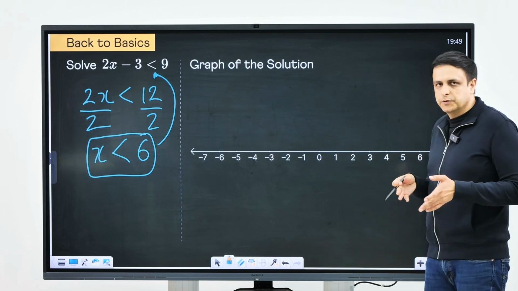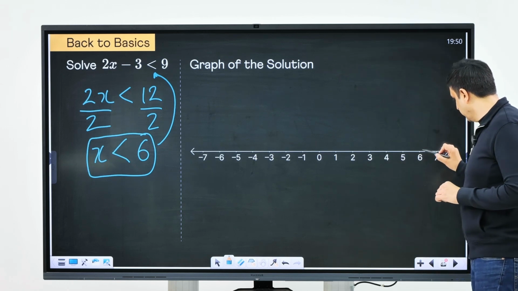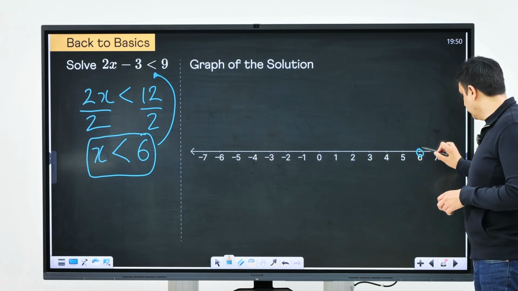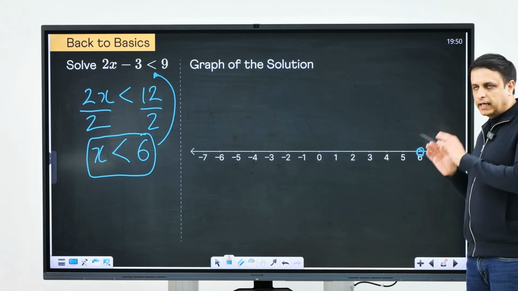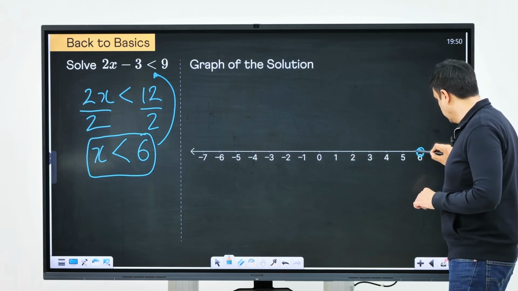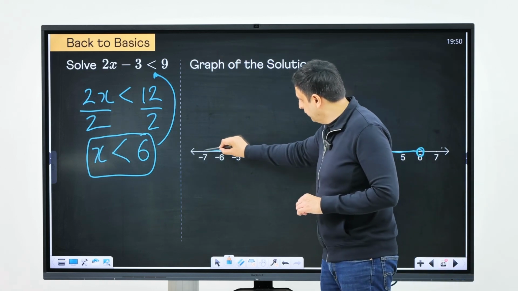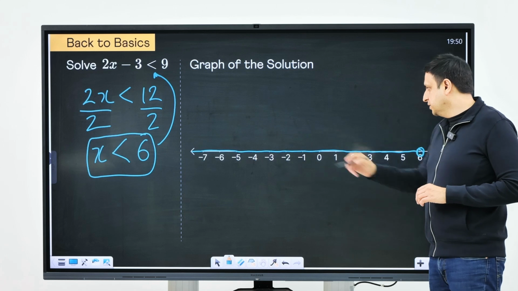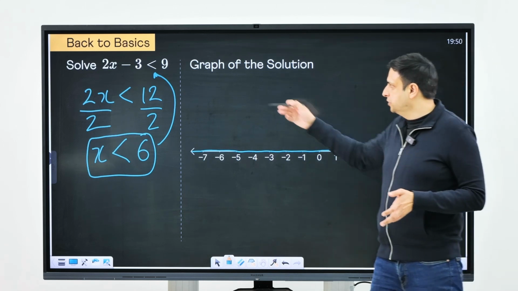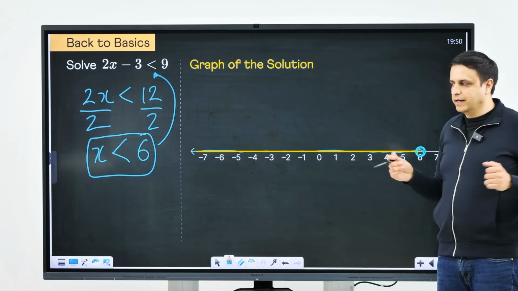So x should be less than 6, which means that x can take any value less than 6 on the number line. So 6 is over here and x cannot be equal to 6. So I will draw a hole on 6 to represent that x cannot be exactly equal to 6, but x can and will take every value less than 6. So then what I'll do is simply draw a continuous line or ray to the left of 6 like this, which essentially represents that all points on the number line to the left of 6 form the solution set for this inequality. So this is how you would graph the solution set of an inequality.